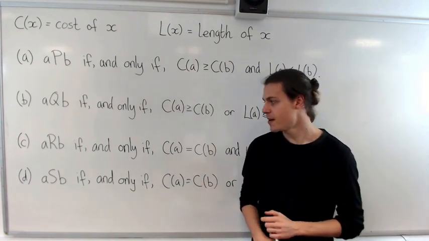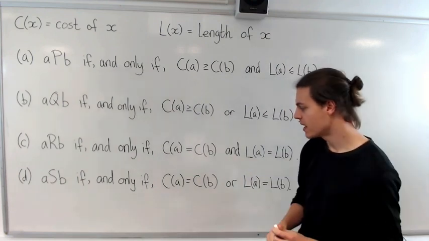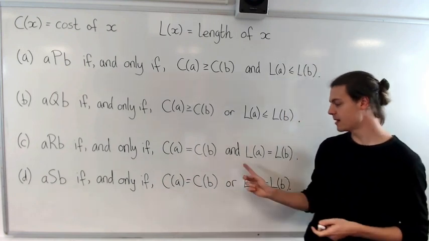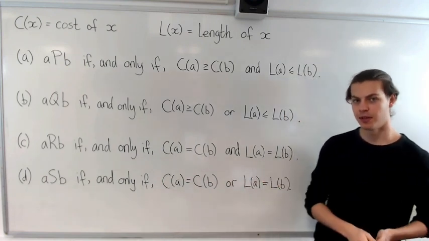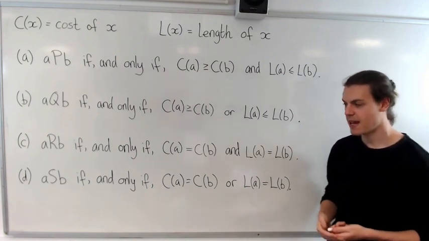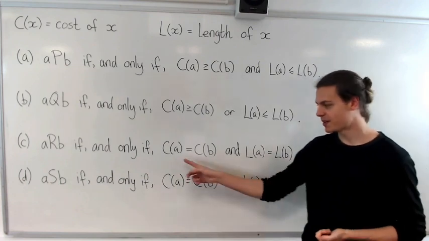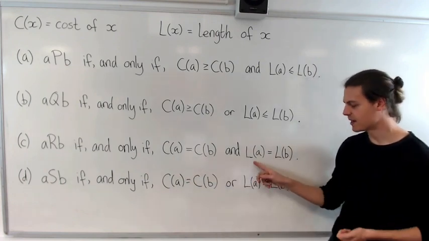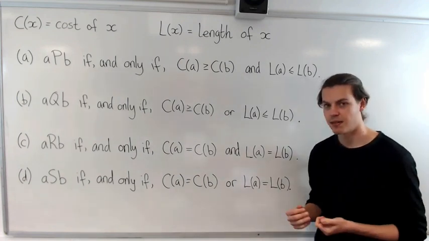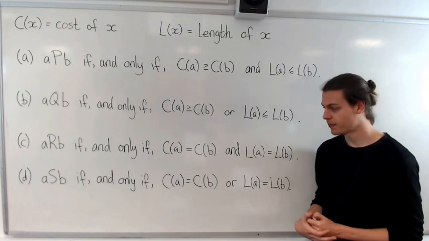Let's look at C now. A is related to B if and only if A and B cost the same and they have the same number of pages. Again, this is a reflexive relation. Of course, a book costs the same as itself and it has the same number of pages as itself. So this is reflexive. Is it symmetric?